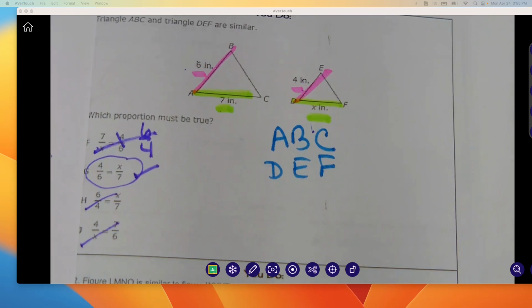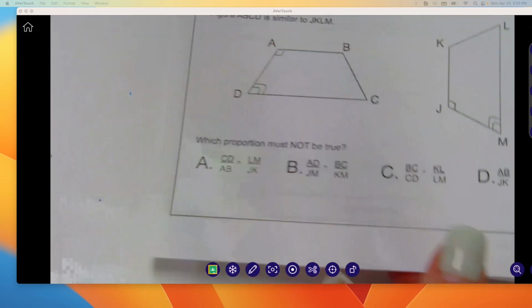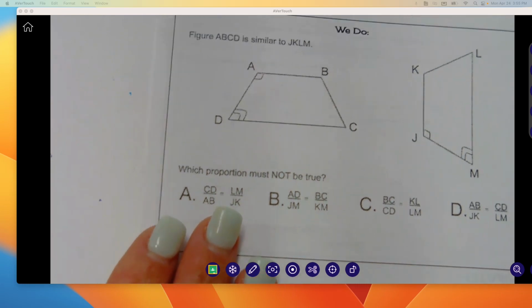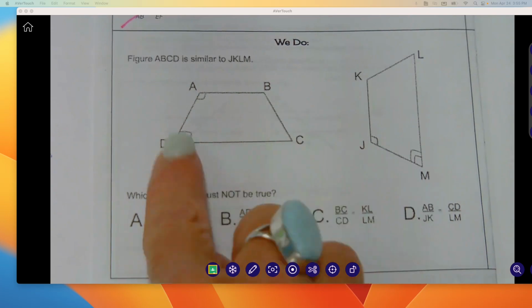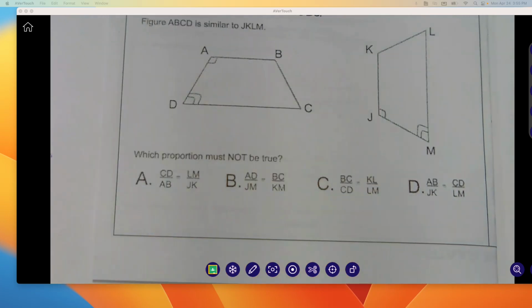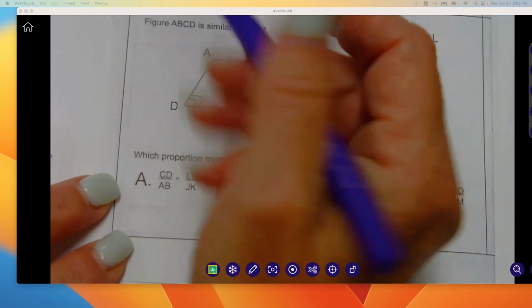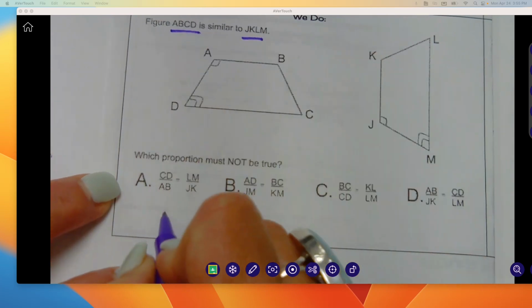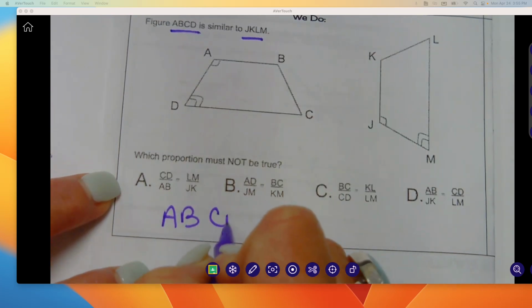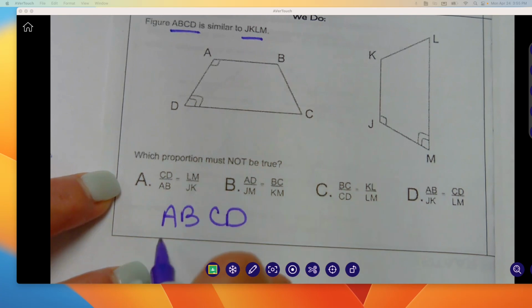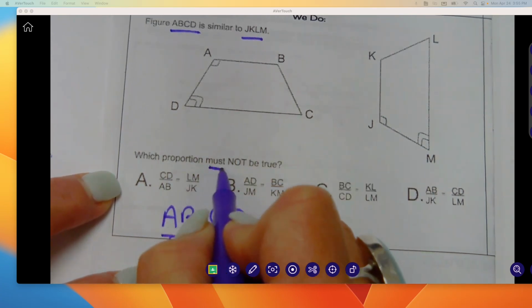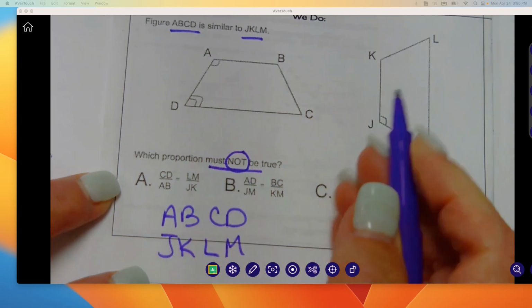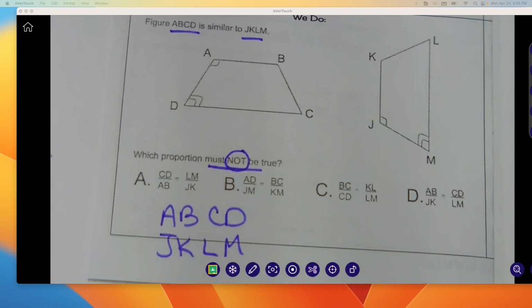Okay, let's look at the next one. They tell us in the problem what the letters are, so we don't have to worry about putting these in alpha order. So because it's like that, we can go ahead and just write these out. So we have A, B, C, D corresponds with J, K, L, M. They want to know which one is not true. So again, we're going to go through each one of these answer choices.